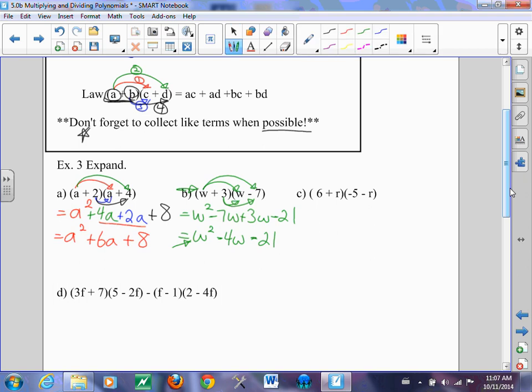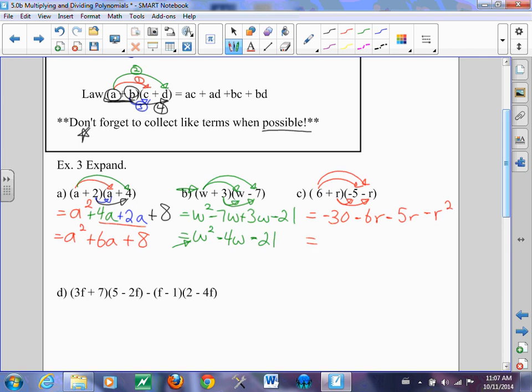Let's take a look at C, folks. Let's do it a little quicker. First is going to be negative 30. Outside is going to be minus 6r. Inside is going to be minus 5r. And last is going to be minus r squared.